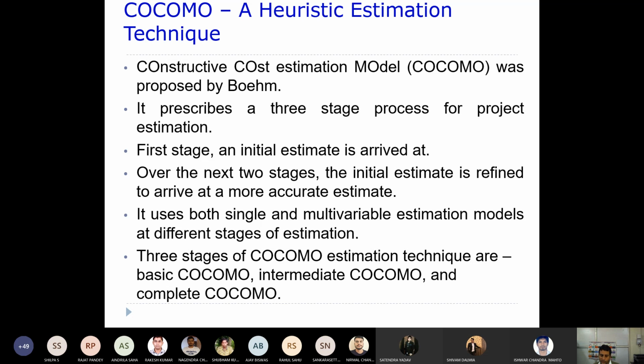The examples I have given you, right? The predicted variable, the predicted parameter, is based on a single variable or on multiple variables. That is what we have seen, right? Now, this COCOMO, as I told you, has three different stages. The first stage is called basic COCOMO, the second stage is called intermediate COCOMO, and the third or final stage is called complete COCOMO. Okay, so we'll talk about each of them.